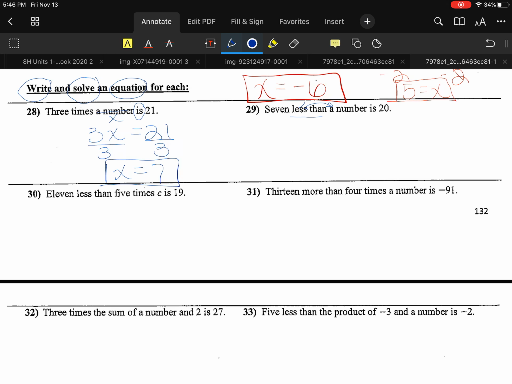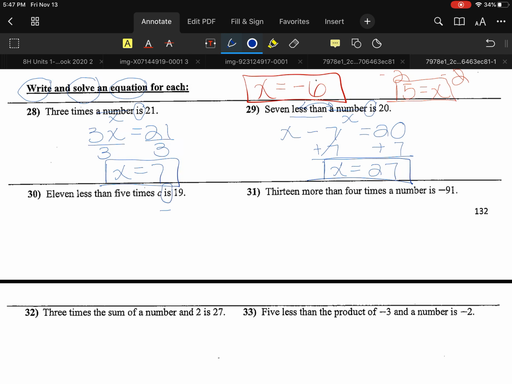Number 29, 7 less than. Than's a switch word. 7 less than a number is 20, so equals 20. A number, which I'm going to call x, needs to come first. And then 7 less than that number. X minus 7 equals 20 is the translation. I then need to solve it by adding 7 to both sides. X is equal to 27.